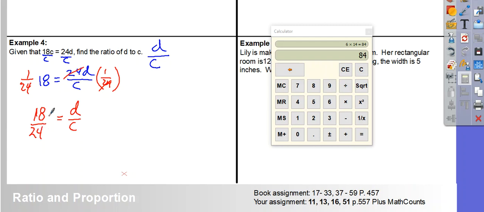Well, this can be reduced. What goes into 18 and 24? That's right, 6 does. So we are ending up with 3 over 4.